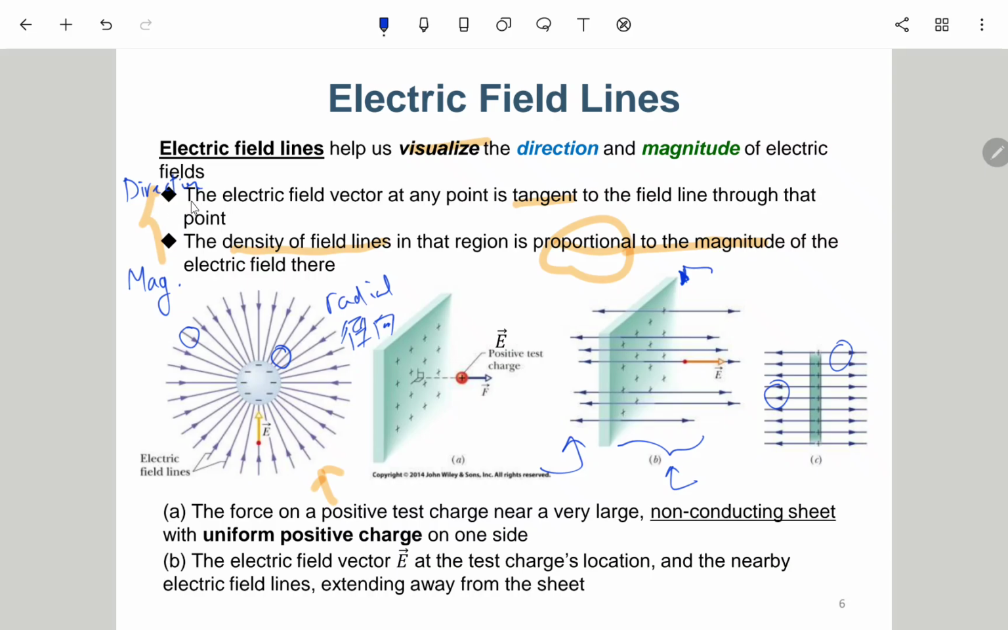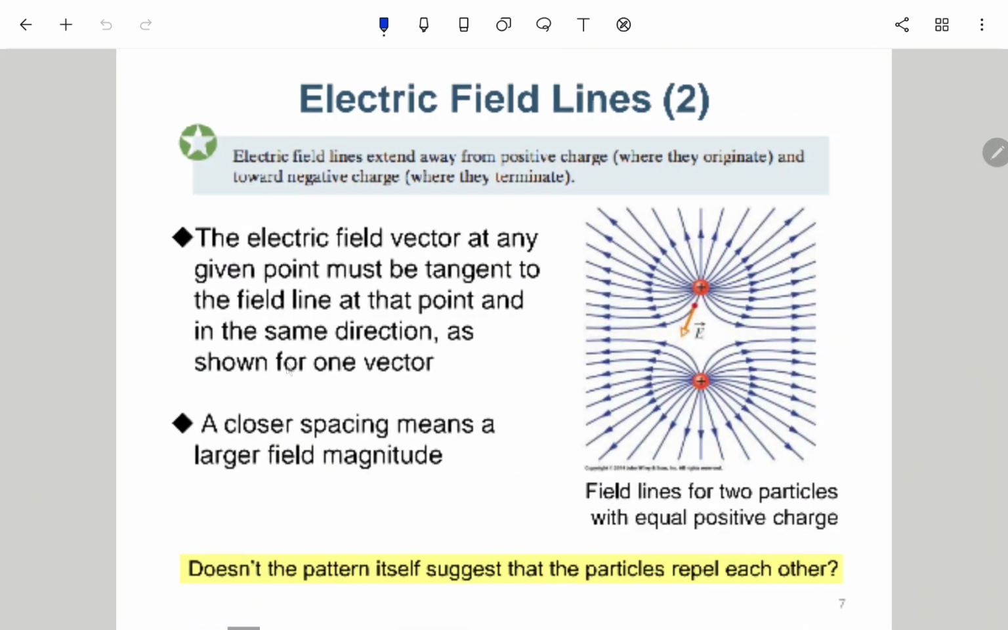So one is for the direction. In this case, both of them are straight lines, so the tangent line actually follows the straight line. If it is a curved line, then you need to find the tangent line. The second rule is about density: the density of the lines is proportional to the magnitude of the electric field, as I just said.